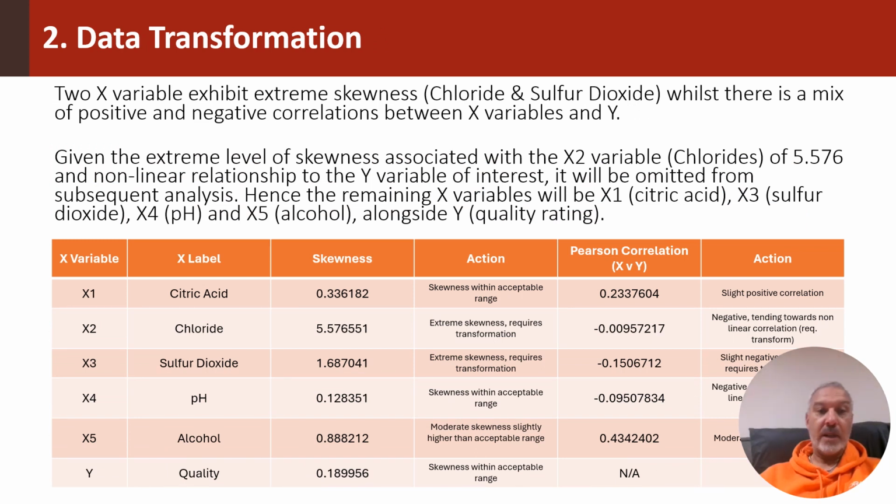Section 2, Data Transformation. The first notable issue to address is a mix of positive and negative Pearson correlation results detailed in the 5th column, followed by any skewness results outside the ideal range of negative 0.5 to positive 0.5, and finally converting all data to a standardized scale between 0 and 1.